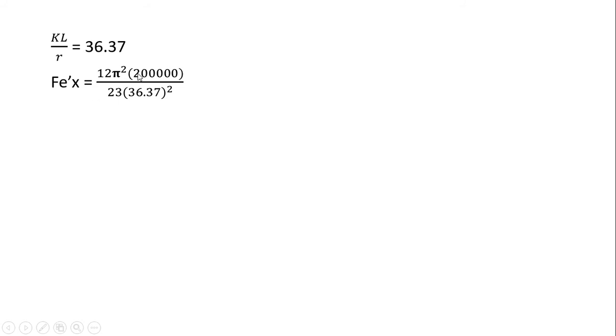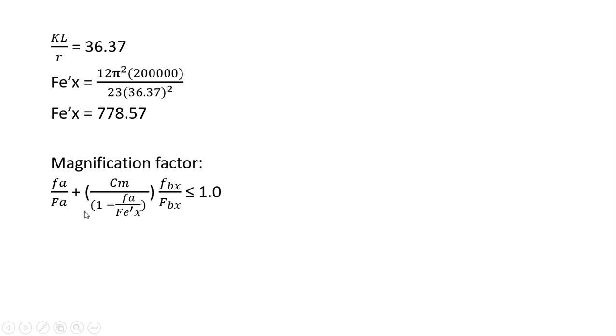12 pi squared times 200,000 over 23 times 36.37 squared. So F prime X is equals to 778.57. So the magnification factor is FA over FA plus CM over 1 minus FA over FA prime X times FBX over FBX, so less than or equal to 1.0. So mao na siya ang formula sa magnification factor.